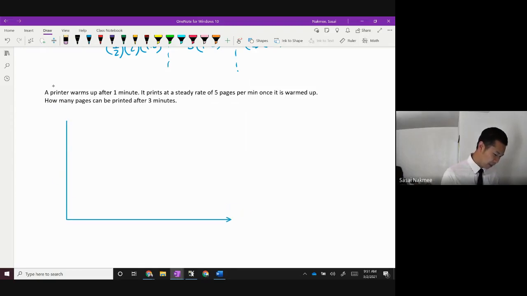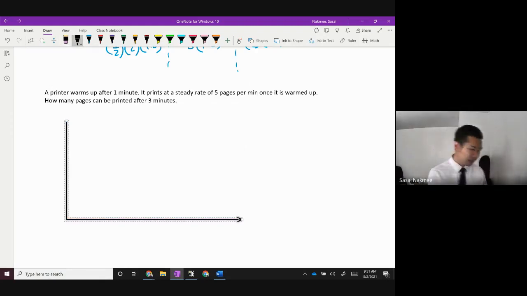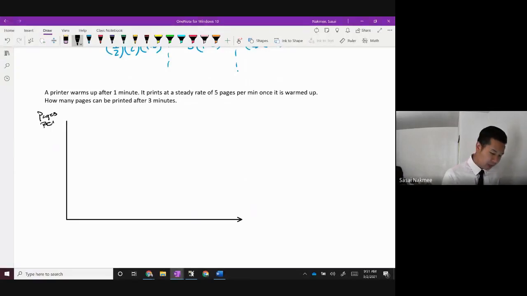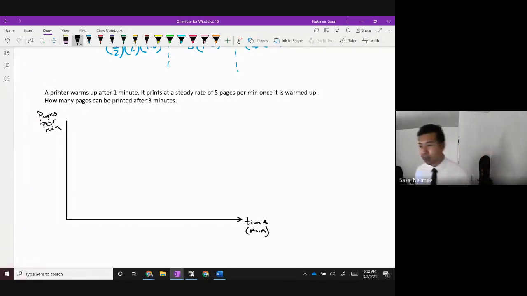So here's my drawing right here. Let's make that black, right? And it's going by pages per minute. And down here, it's going to be the time, but this time the time is not in hours, the time is in minutes here.